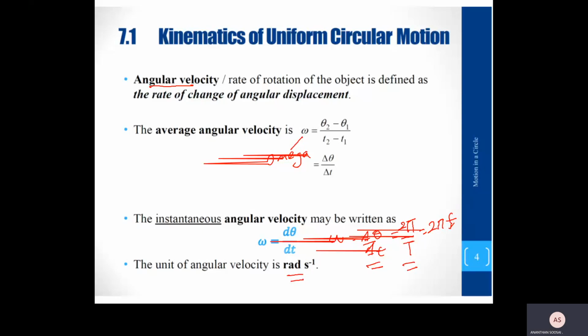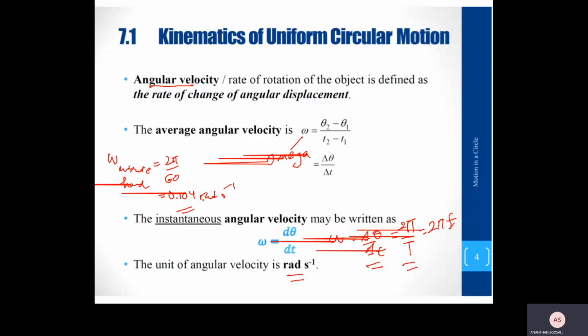How much is the omega of the second hand? How many radian per second? The second hand goes for 1 round. What is the time it took? 1 minute, right? 60 seconds. So omega is 2 pi over 60. So you get about 0.1 radian per second. Now the minute hand: its omega is 2 pi over 3600, so you get about 0.0017 radian per second. This is omega.